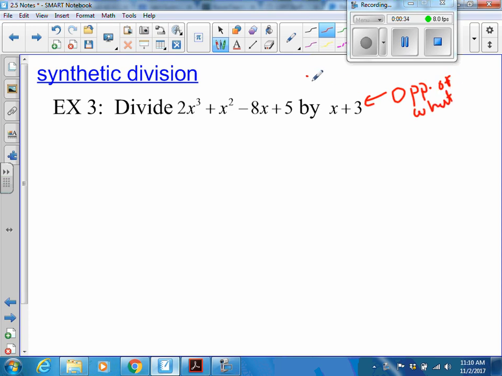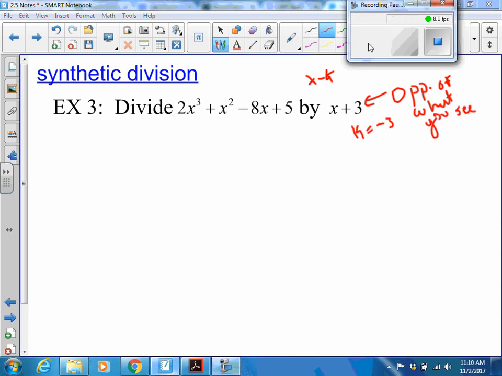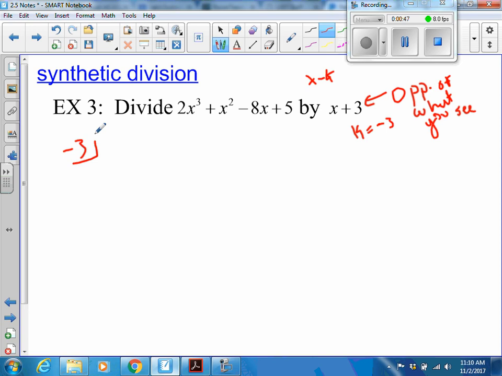Because remember, the form is x minus k. So this is really saying x minus a -3. So k equals -3. So I'm going to put -3 here. I'm going to use a half box.